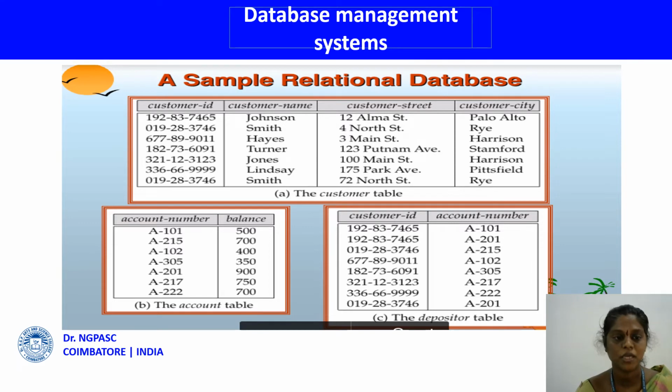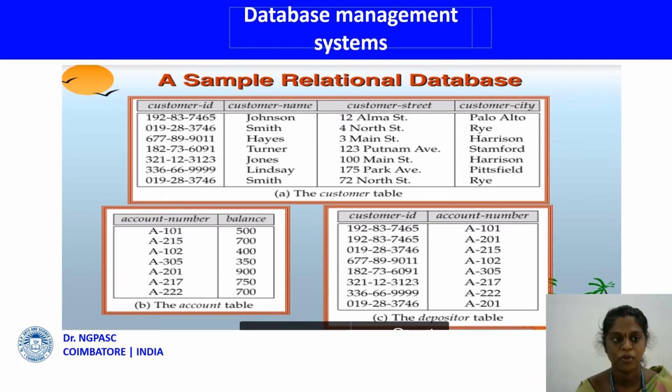Here I have three tables: customer table, account table and depositor table. In the customer table I have customer ID, customer name, customer street and customer city. In the second table, the account table, there are account number and balance. Now I am going to link these two tables by the customer ID. The third table is the depositor table, in which I have customer ID and account number. Each customer name is identified by the customer ID, and each account number is identified by the customer ID. Finally, with the account number, you can find the balance. So these are the three tables. It was already discussed in the previous slide, where we discussed the four attributes.